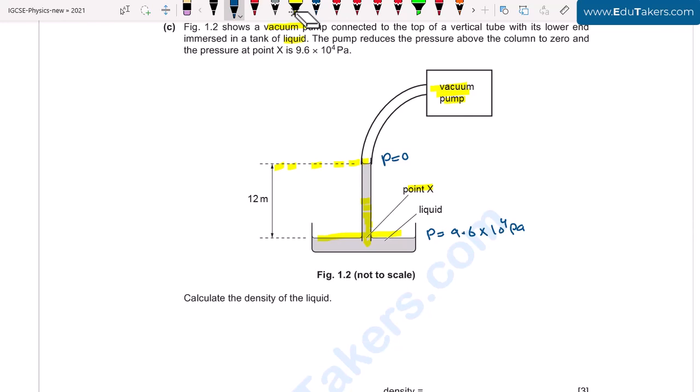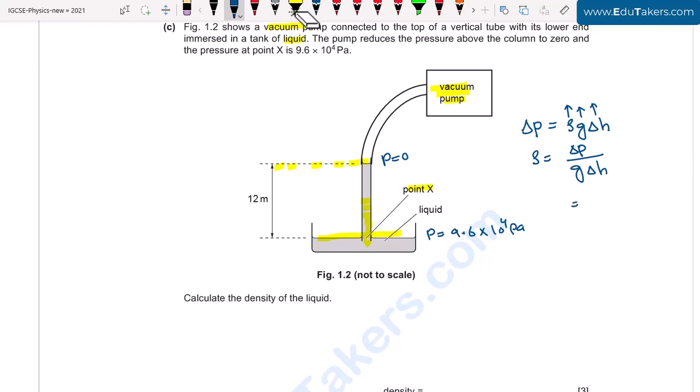So here we have to calculate the density, and we know that both pressures are given and there is also a height given, 12 meters. So we know that delta P, the difference in pressure, is equal to rho g delta H, where rho is density, g is acceleration due to gravity and delta H is the difference of height. So here we have to calculate density. It will be equal to delta P over g delta H.